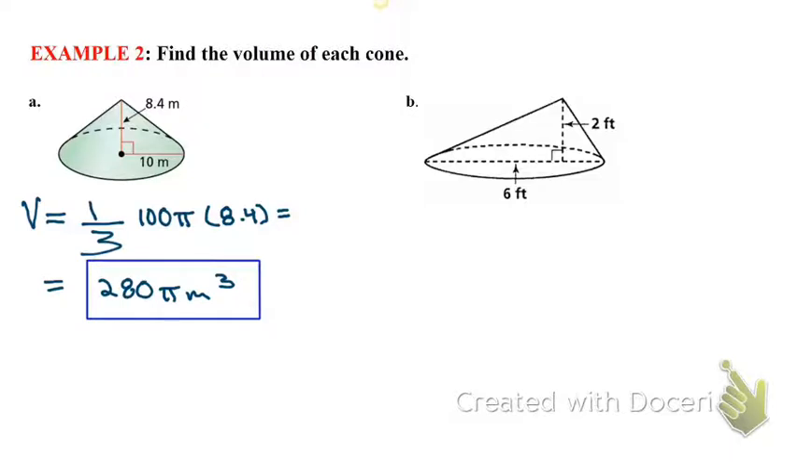Actually turns out to be kind of simple. I think finding volumes of cones is easier than finding surface areas. So let's take a look at this next one. Take a look at it, figure out what your radius is, and then go ahead and try to do it.